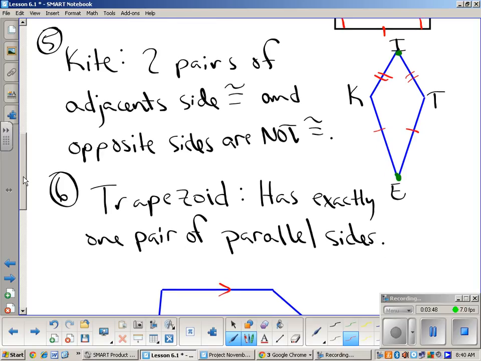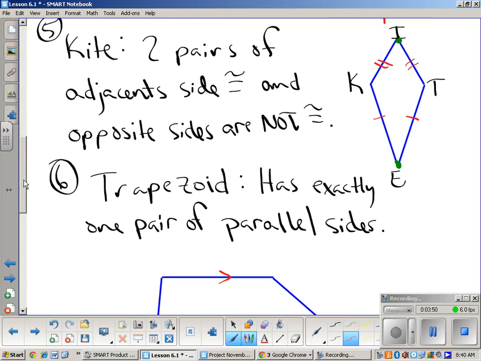Again, I'll pause. You can copy down kite and trapezoid. So in a kite, we just talked about 2 distinct pairs of adjacent sides are congruent, and opposite sides are not congruent. Okay? So these sides are opposite, so they're not going to be congruent. These sides are opposite, so they're not going to be congruent. Okay?